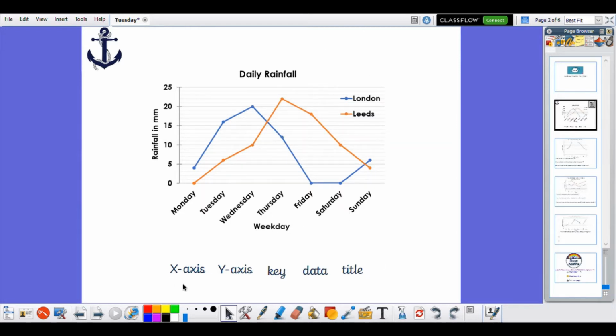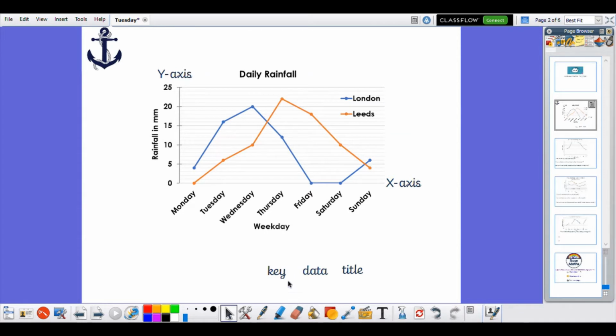So the first thing we've got is the x-axis. We know that x goes along the bottom. It's the line that we draw that goes horizontally. And then we've got the y-axis that goes vertically. So we remember y to the sky. Okay, so the y is the line that goes vertically.